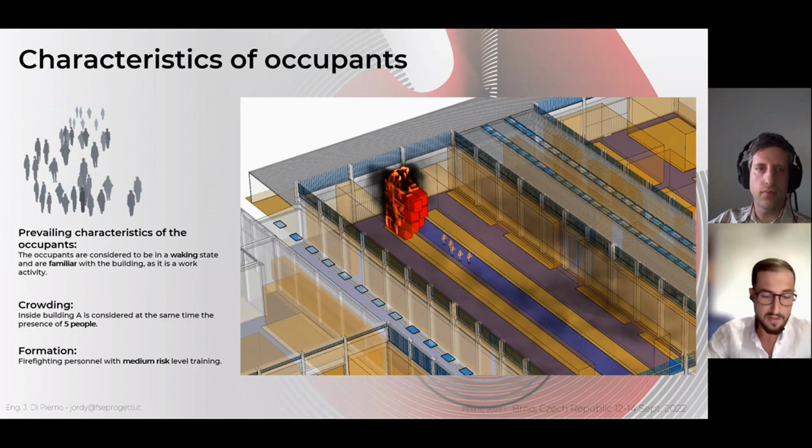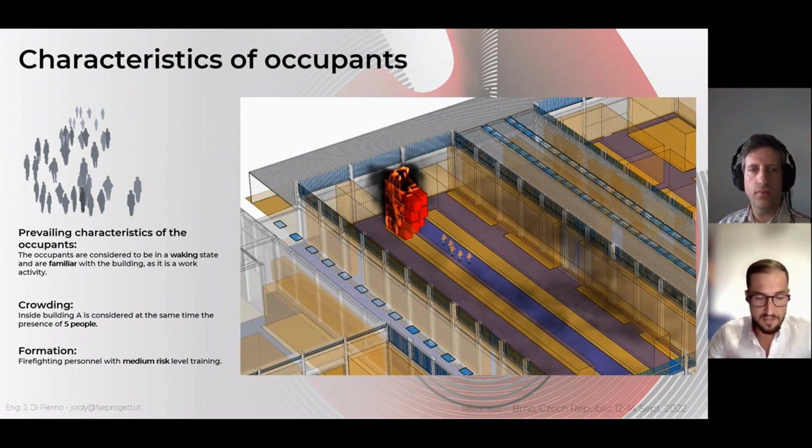As far as the occupants are concerned, since the project refers to a working place, only occupants with a level of familiarity with the buildings in a wakefulness state are considered. The density of the occupants is 5 people in Block A, with a training of medium level to the fire risk.